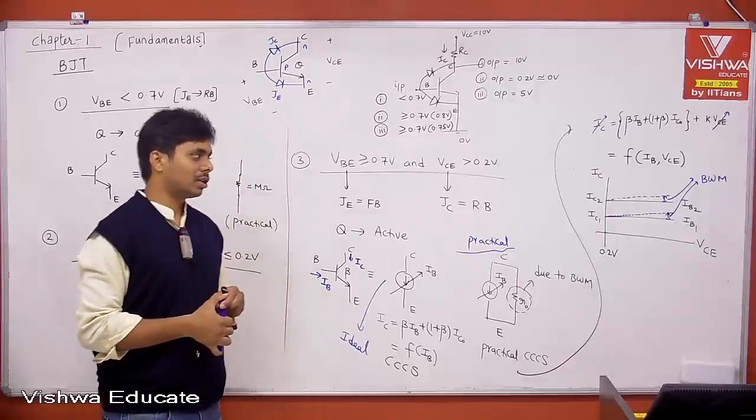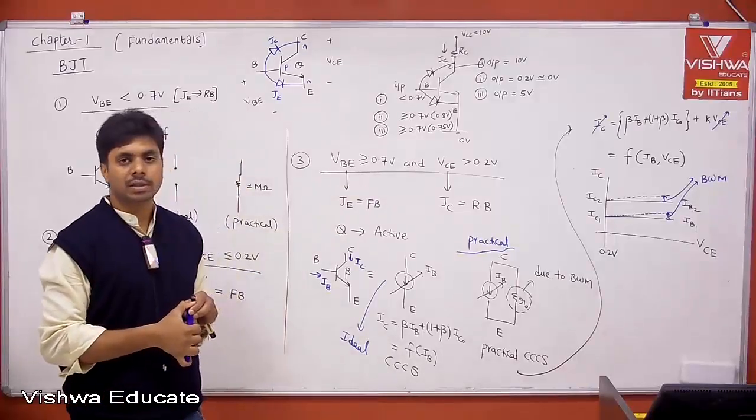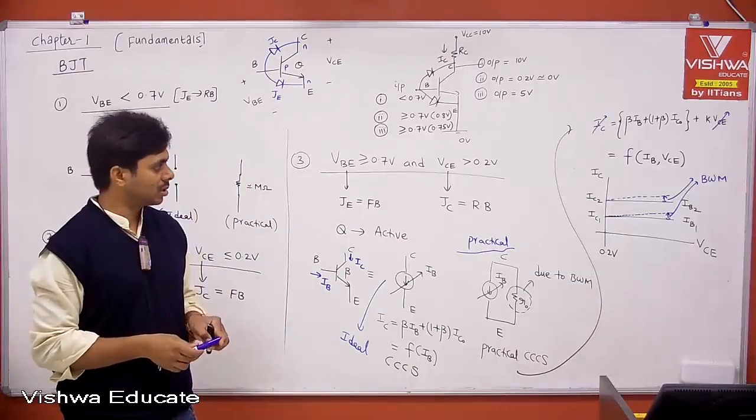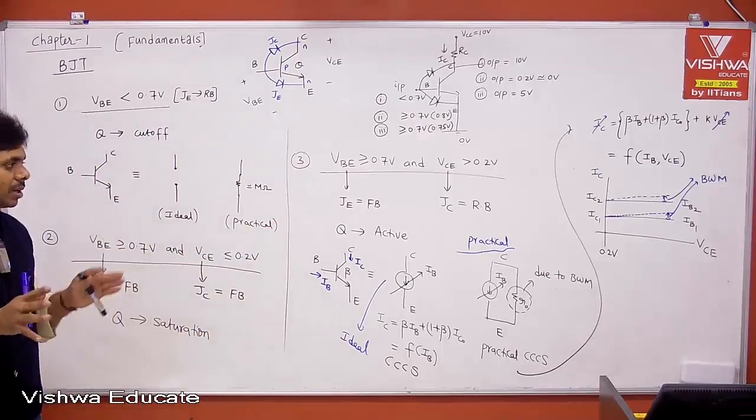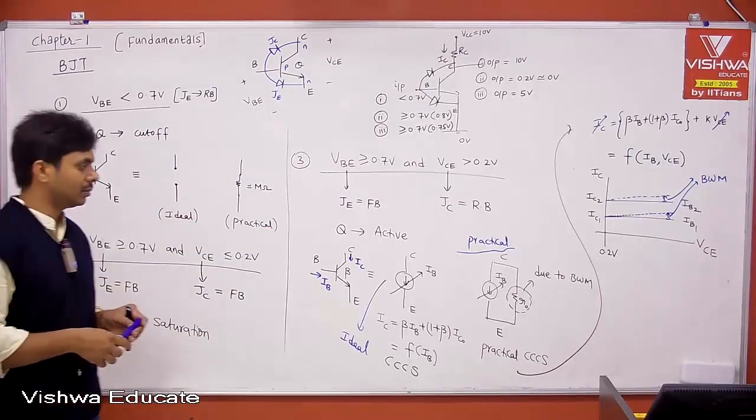That is your ideal current source. This is what people normally represent from output characteristics. Okay. Write down the third one. This is nothing but your active region summary. Okay. Take it.